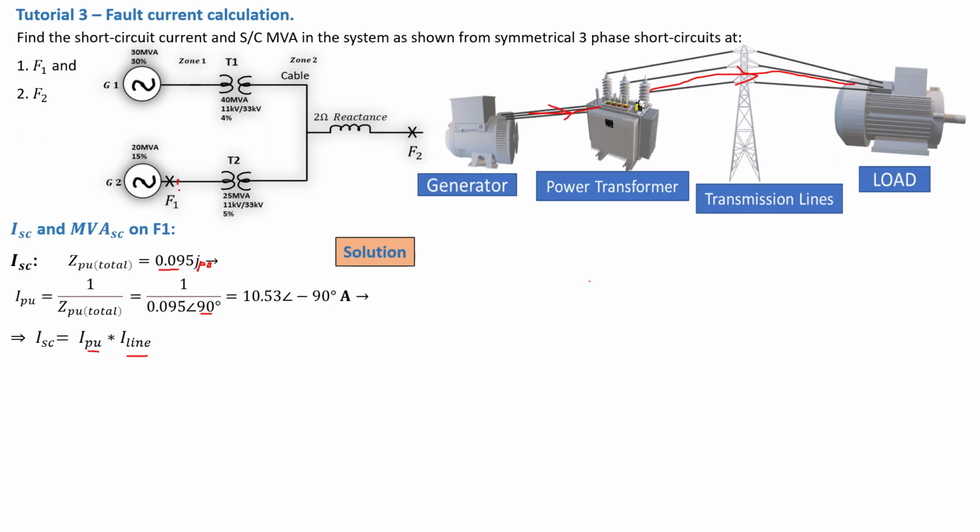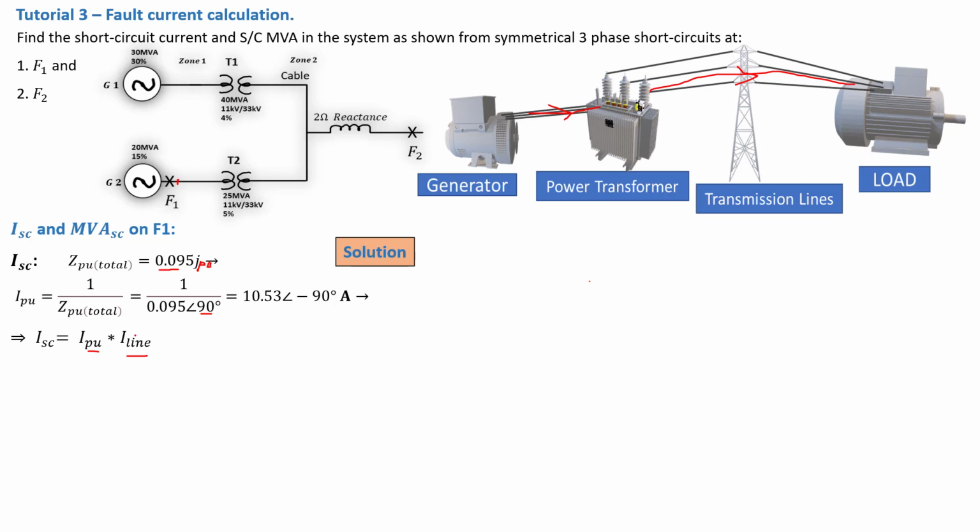So here at point F1, the line current here is basically the one that is located before this transformer and from this generator. So which means that for I line, you have to use the voltage on this zone. Okay, and what is the voltage on the zone? The voltage on the zone is 11 kilovolt.